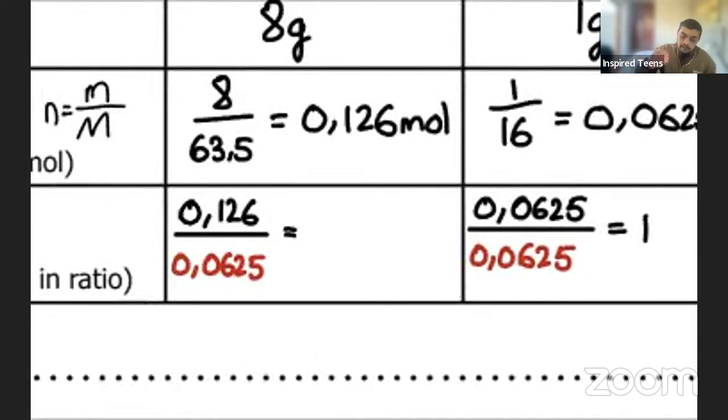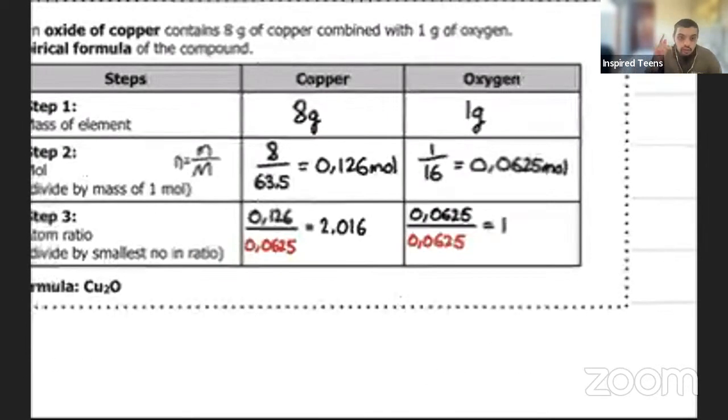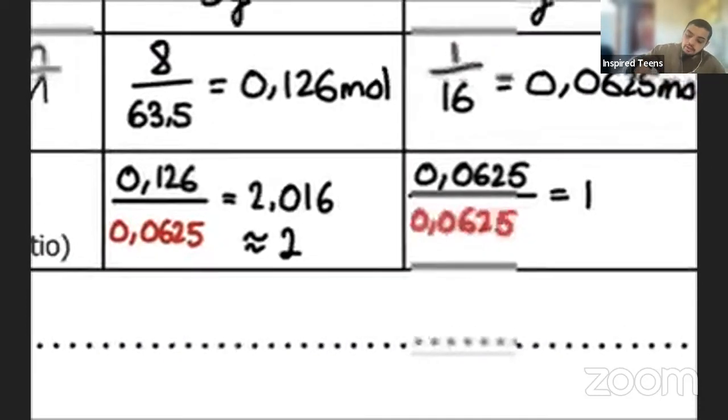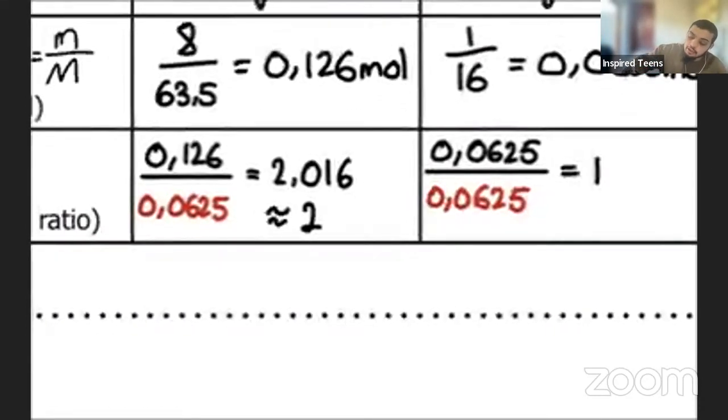Okay, I get an answer of 2.016. That's it. No dot, dot, dot. It's not irrational. So this one you can round off. Whenever you have a 0 or a 1 in the first decimal place, you can definitely round that off to the nearest whole number. So this is approximately equal to 2, and that's fine. Okay, so from that you can deduce that your empirical formula is going to be Cu2O1.